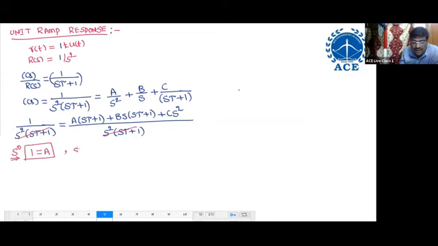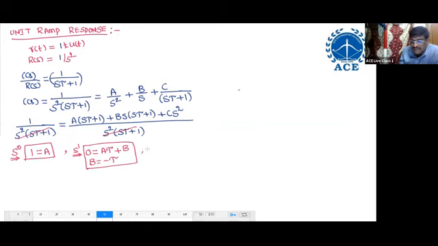Next, S power 1 coefficient. What is the S power 1 coefficient? Left side 0. Right side A tau plus B. Tau is 1, A is 1. So B equals what? Minus tau. B equals minus tau.